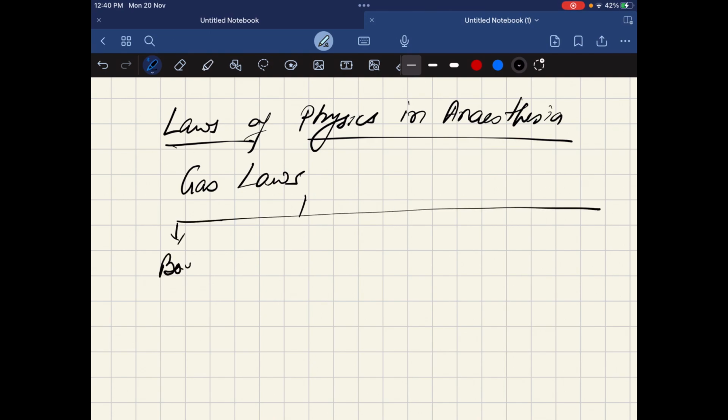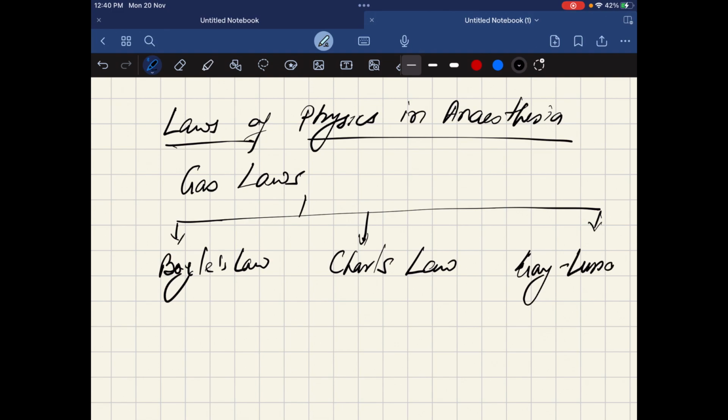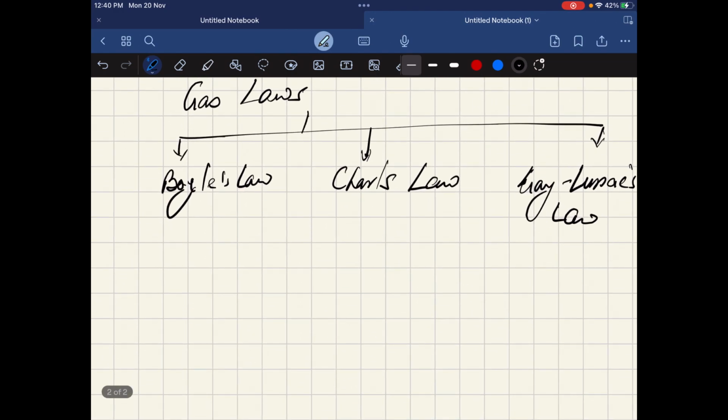And in gas laws you can remember three gas laws. First is Boyle's law, second is Charles' law, and third one is Gay-Lussac's law. They can be denoted as first law, second law, and third law of the gas, and they are applicable to ideal gases.